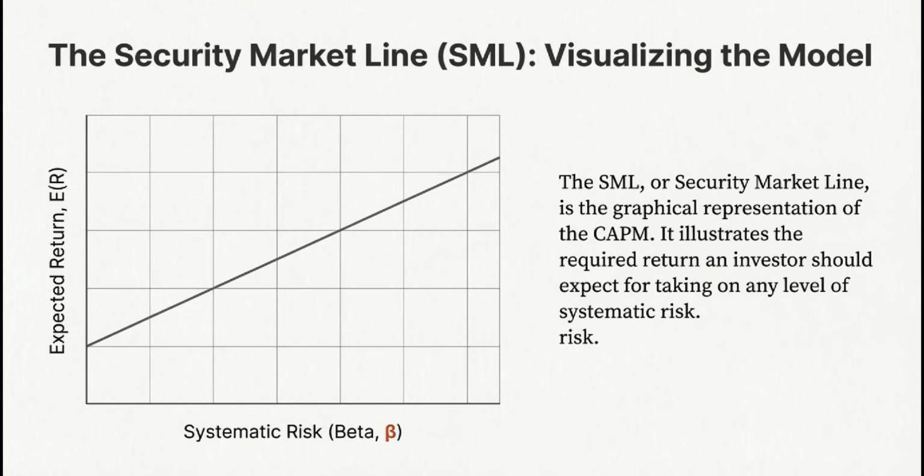So now that we have this new risk metric, beta, we need a way to visualize it. How does more beta lead to a higher expected return? This is where the security market line, the SML, comes in. And let's be very clear, this is not the CML. No, not at all. A very common point of confusion. The SML is the graphical picture of the CAPM itself. It plots the required return for any asset, not just the efficient ones.